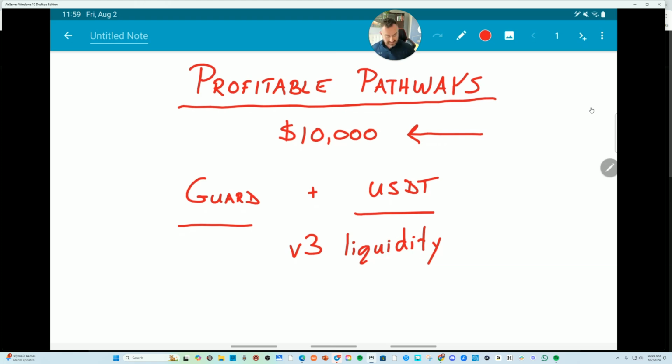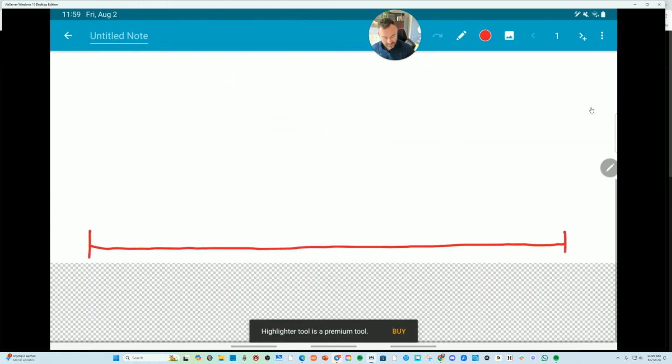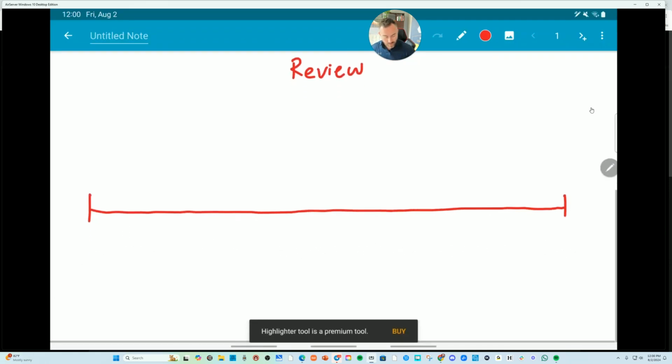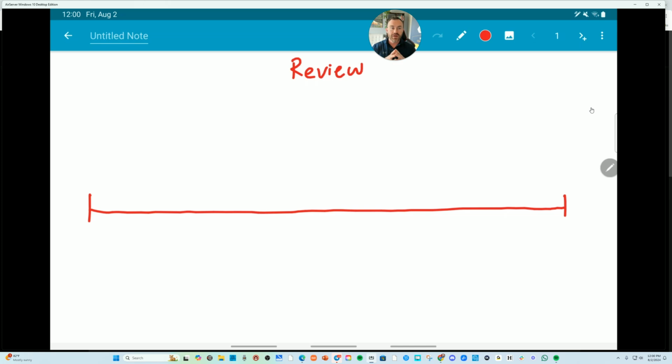V3 liquidity is simply concentrated liquidity. And quick review here. When you set up concentrated liquidity, when you first open your position, guard USDT in this example, you will have a ratio of those two assets in your liquidity pool. If you open up a liquidity position where the end ranges are equidistant from the current market price, then the liquidity management platform will say, okay, you're going to be about 50-50.